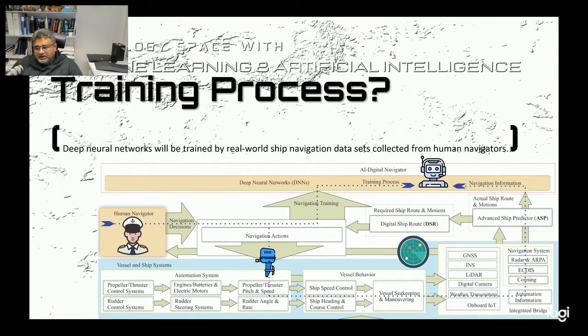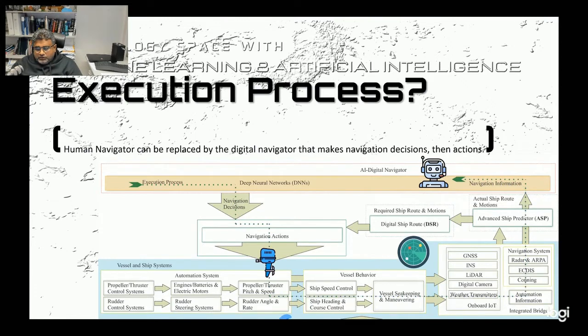So here what we are trying to do is capture the human navigator behavior through the deep neural networks. Eventually, when you have a more mature deep neural network which has quite a lot of information on the human navigator behavior, then we can categorize that as the digital navigator, which we can utilize towards future autonomous vessels. In fully autonomous vessels, the human navigator can be replaced by this digital navigator to make the navigation decisions, and then these navigation decisions would be converted into navigation actions on the automation system. That process can be categorized as the execution process, where navigation decisions are converted into navigation actions by the digital navigator.